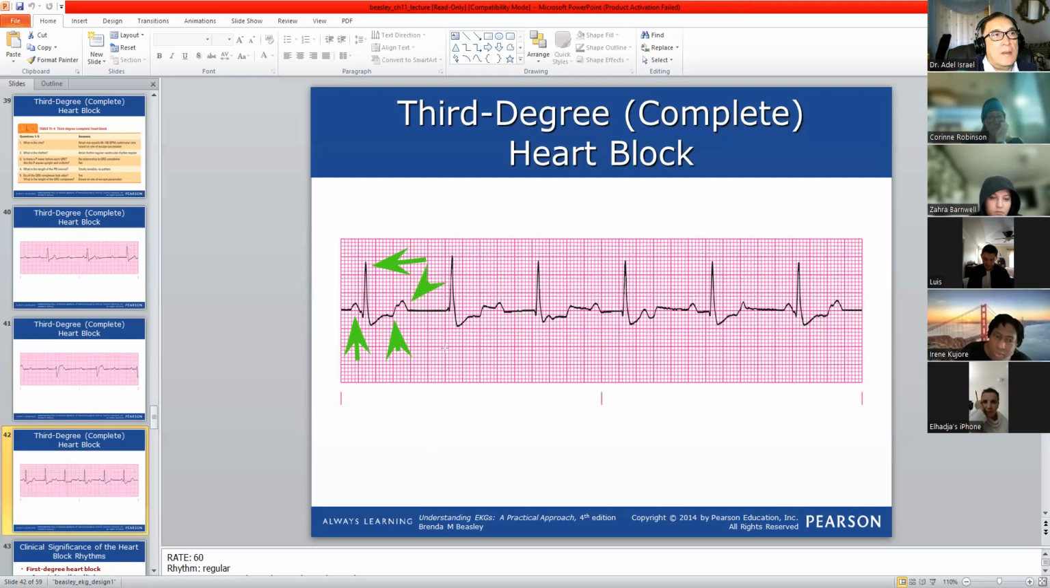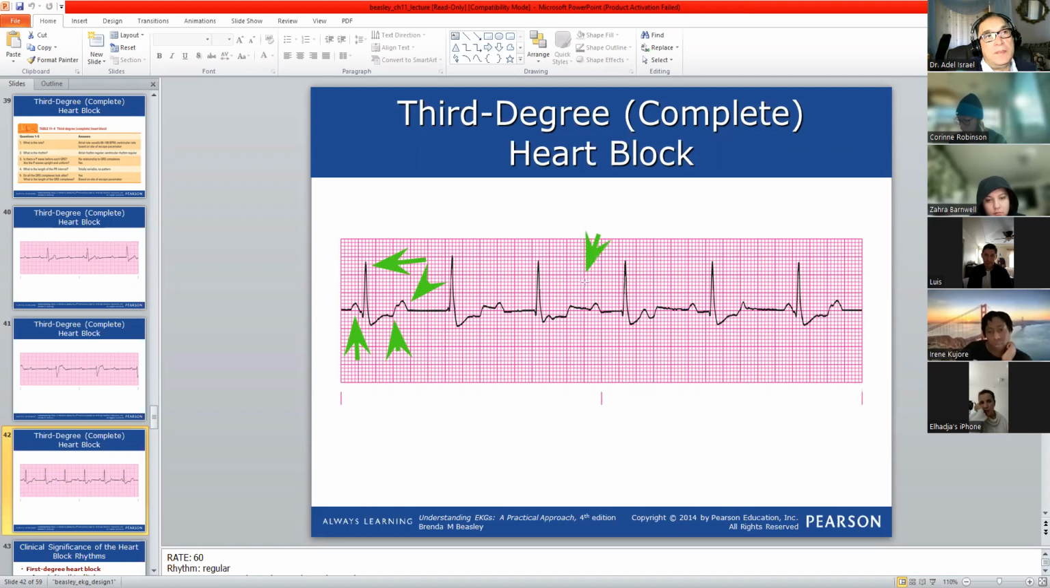So you notice here a very important phenomenon. Of course, it is not mentioned in this book, but for your knowledge, sometimes the P wave overrides what? The T wave. Sometimes we get this one. But here we have another problem.